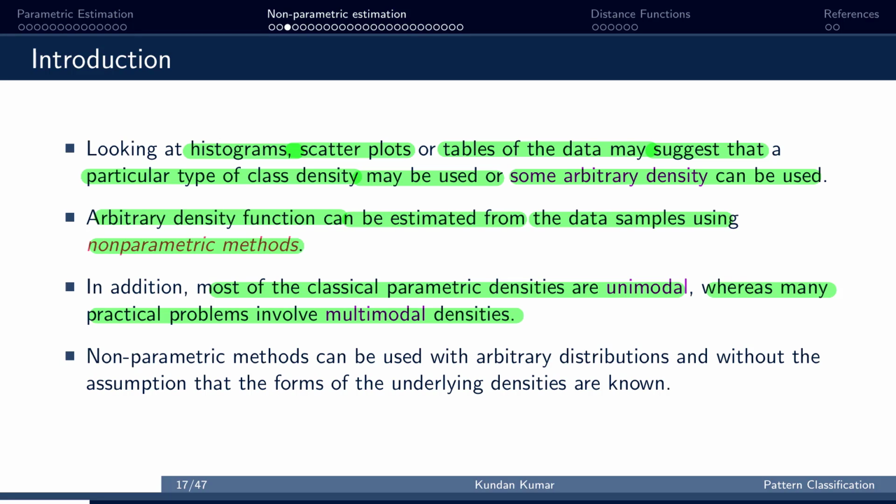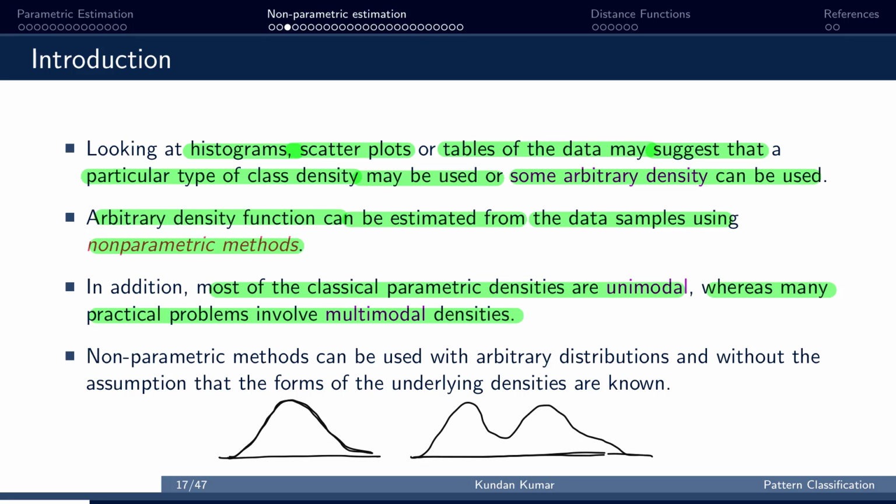So unimodal means if you have a distribution something like this, that means only one mode we have. Okay, so this shape is kind of one mode. In many practical applications, we may have multiple modes. In this case, if we assume that our distribution is Gaussian, but maybe the parameters are unknown, we can apply the parametric estimation technique.